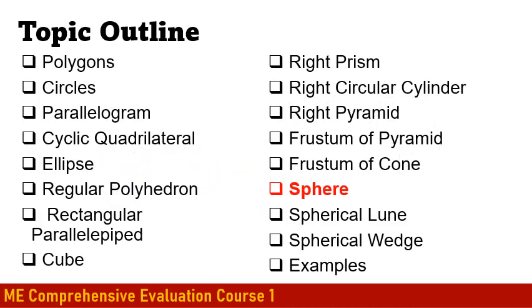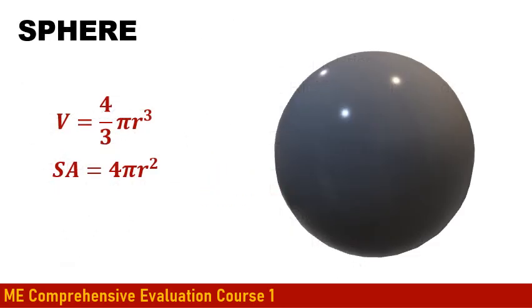The sphere. For the sphere, the volume is 4/3 pi r cubed. For the surface area, that is 4 pi r squared. So the surface area represents the area of the surface of the sphere.